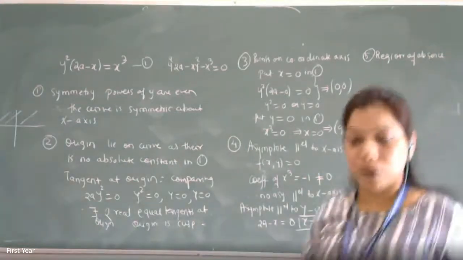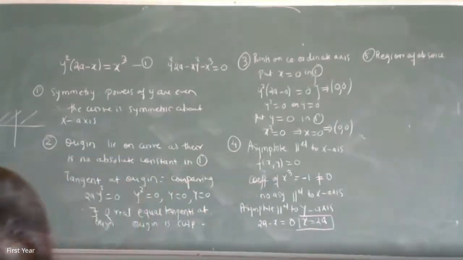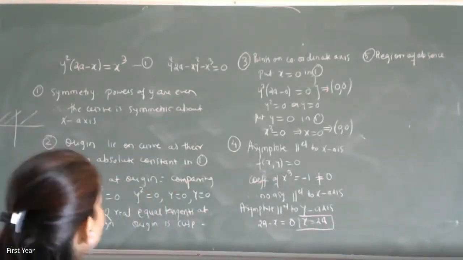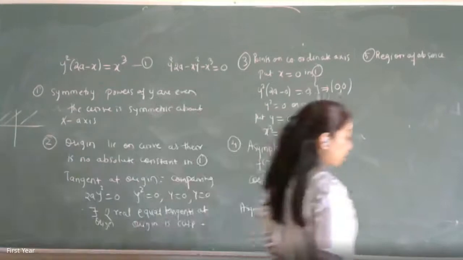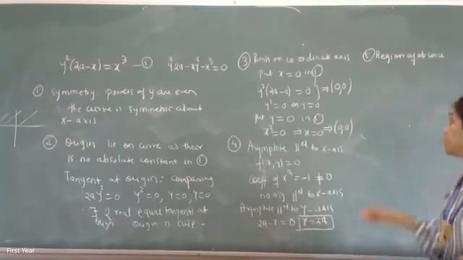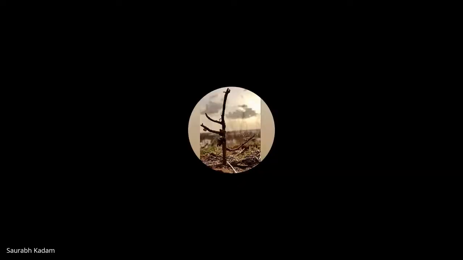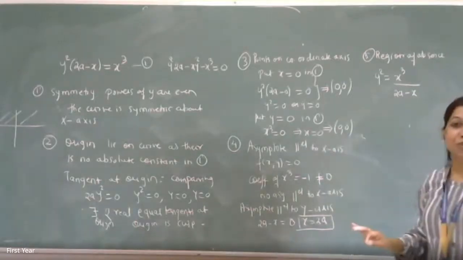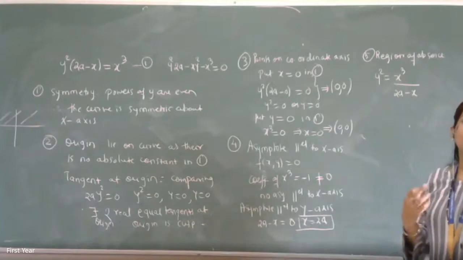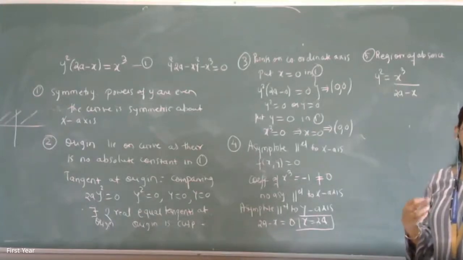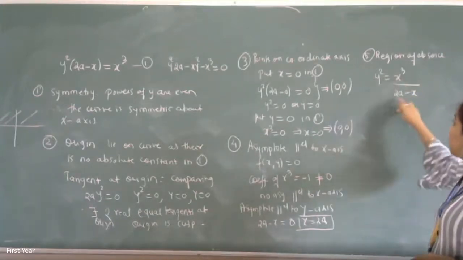So how will you find the region of absence? Which variable can be written as the other variable, or explicit variable? Y square is equal to x cubed by 2a minus x. Very good. And when x will be greater than 2a. Absolutely right. He has understood it very correctly. Do others understand? Y square is equal to x cubed by 2a minus x.